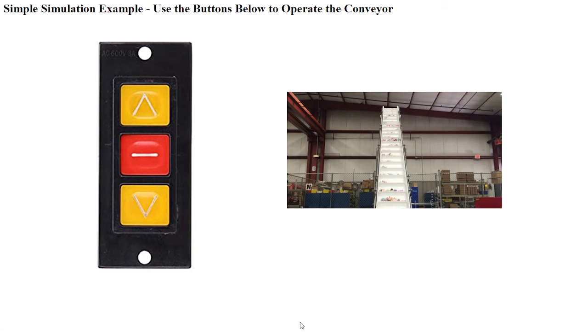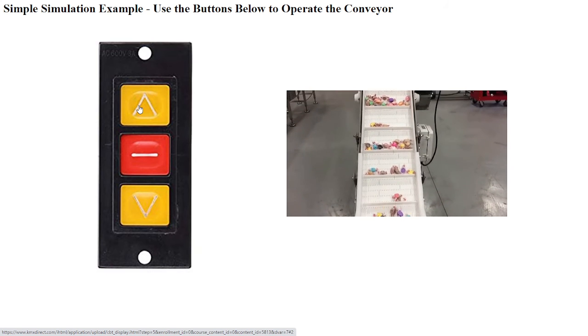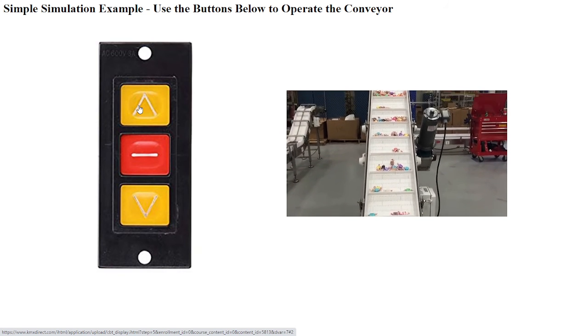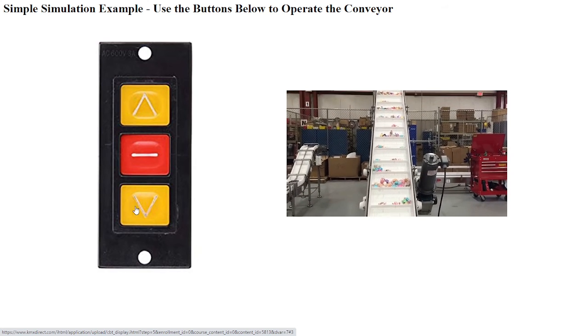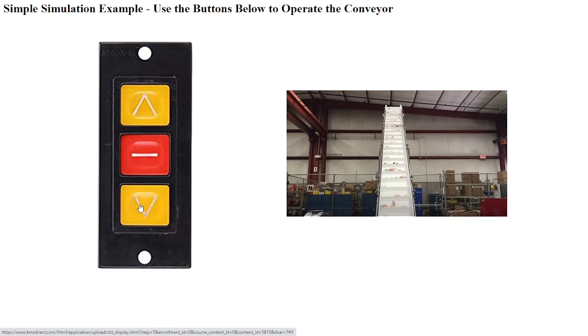Okay, so this is our new animation. I'm currently in the stop state. The directions here is simple simulation example. Use the buttons below to operate the conveyor. So I'm going to start the conveyor up forward. Okay, now it's moving in a forward direction. I'm going to go ahead and reverse the conveyor.